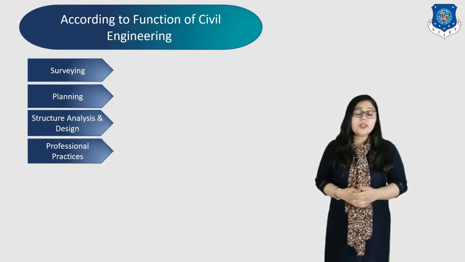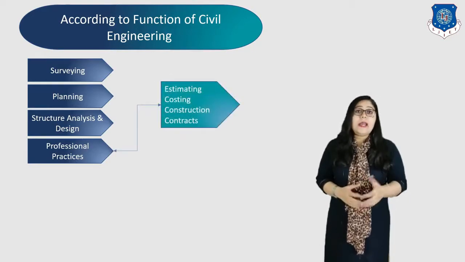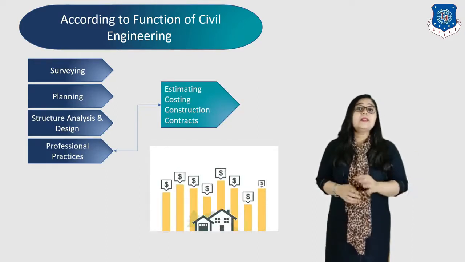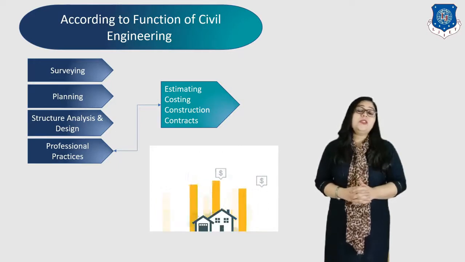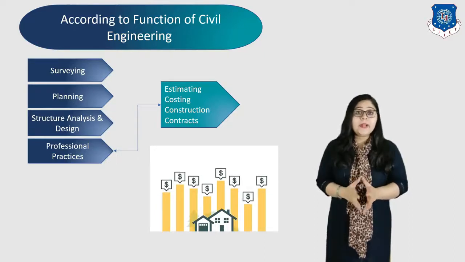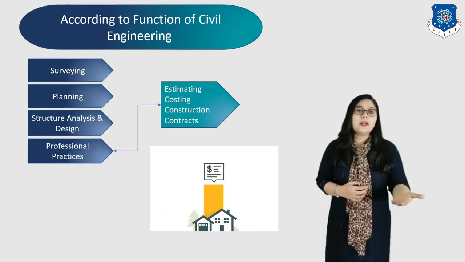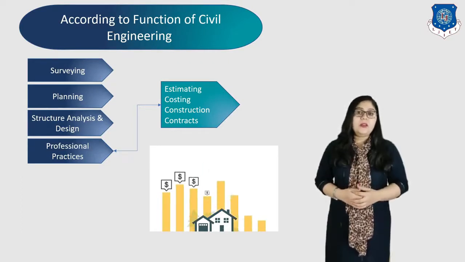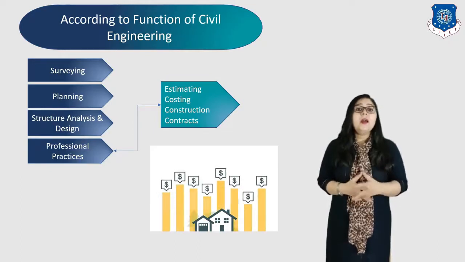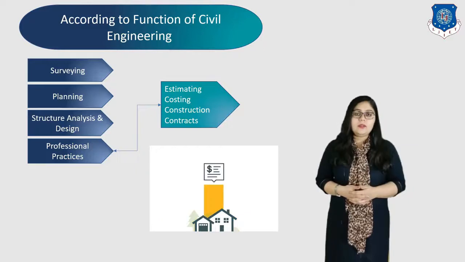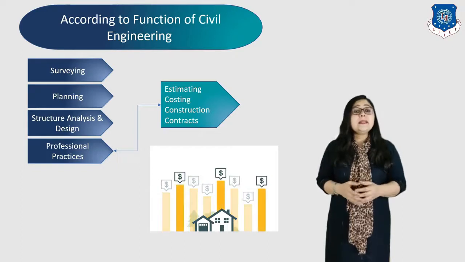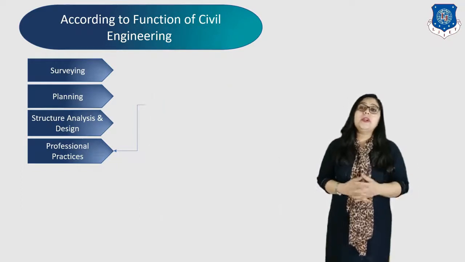Next is professional practices, which includes estimating, costing, construction, and contracts. So estimating is all about data of drawing, specification and rates, while costing is to know the actual expenditure in the payment of bills to the contractor and many other expenditures. After estimation and costing, we can start construction by inviting tenders and selecting contractors. For that, we have to prepare contract documents, which are then signed by the contractor and the builder.